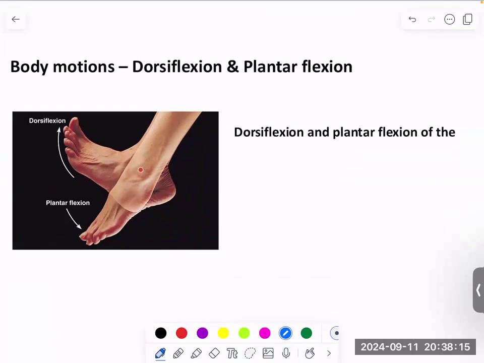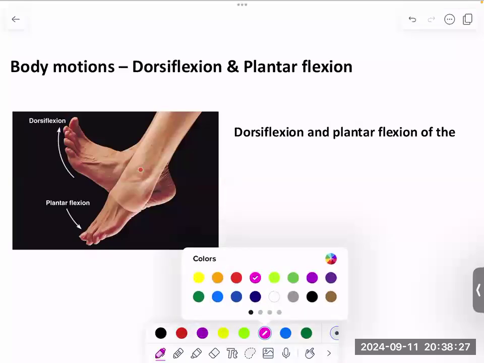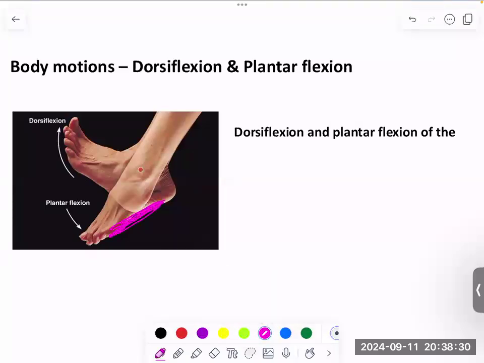Plantar flexion, dorsiflexion. You have to remember the sides of the foot. What is the bottom of the foot called? The plantar. So when you bend your ankle towards the plantar, that is plantar flexion. That is putting your tippy toes down. The top of the foot is called the dorsal surface of the foot. So when you bend it that way towards the dorsal surface, it is dorsiflexion.